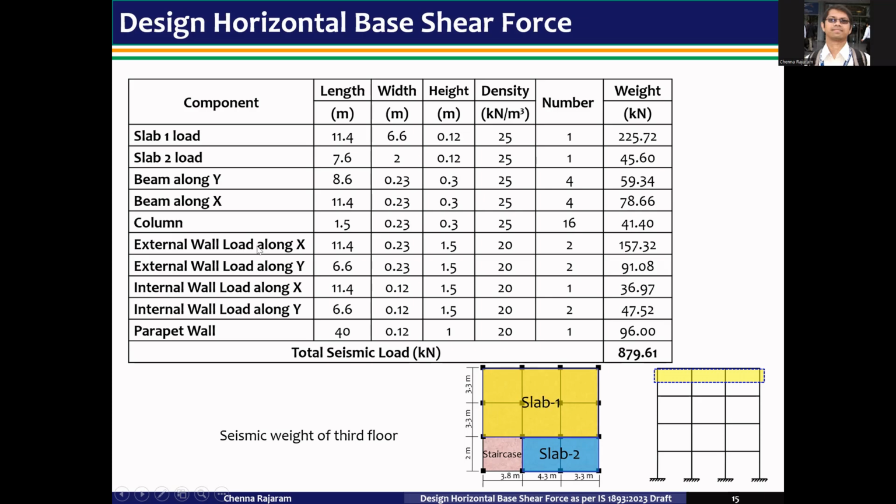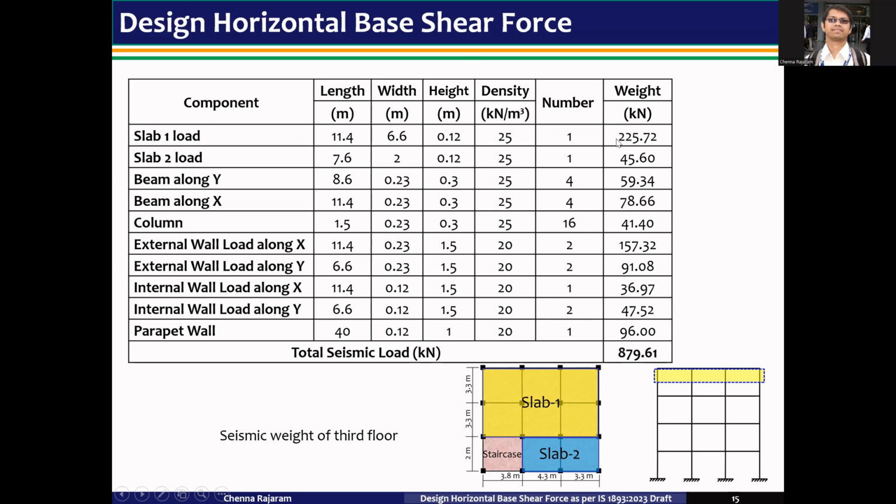Similarly, external wall load along x direction, y direction, internal wall load along x direction and y direction. Here the height is taken as 1.5 meters, similar to the columns. Then the parapet wall, 40 meters is the total length. So the parapet wall is along the periphery of the plan, and 0.12 is the width of the parapet wall. 1 is the height, 20 is the density in kilonewton per meter cube, and the number is 1. After simplifying, we arrive at 96 kilonewtons.